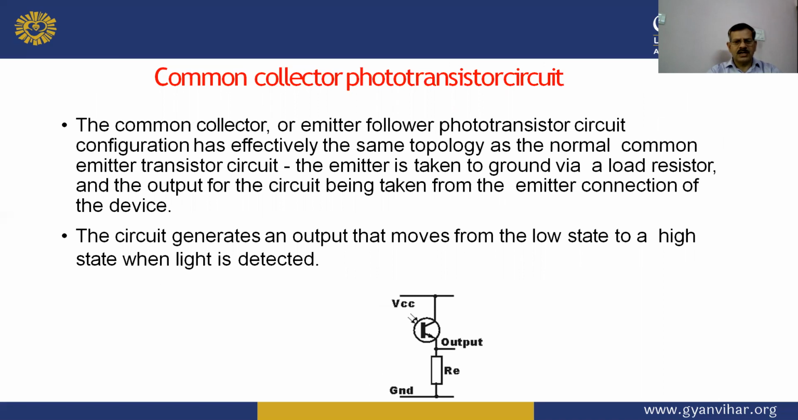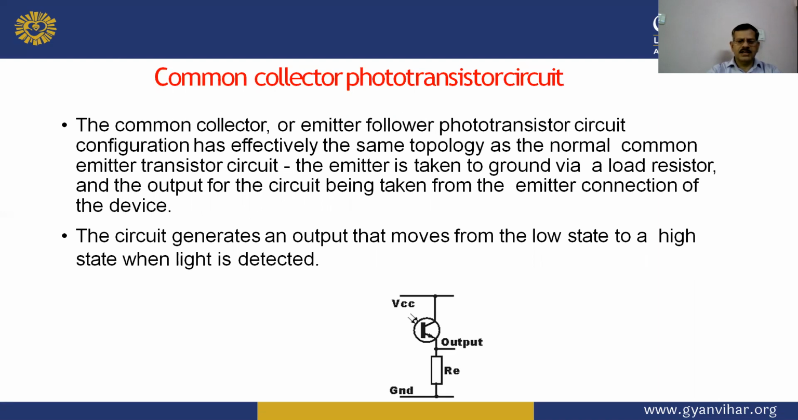The second one is the common collector phototransistor circuit configuration. In the common collector, as shown in this diagram, the common collector or emitter follower phototransistor circuit configuration has effectively the same topology as the normal common emitter transistor circuit. The emitter is taken to ground by a low resistor and the output for the circuit is taken from the emitter connection of the device.